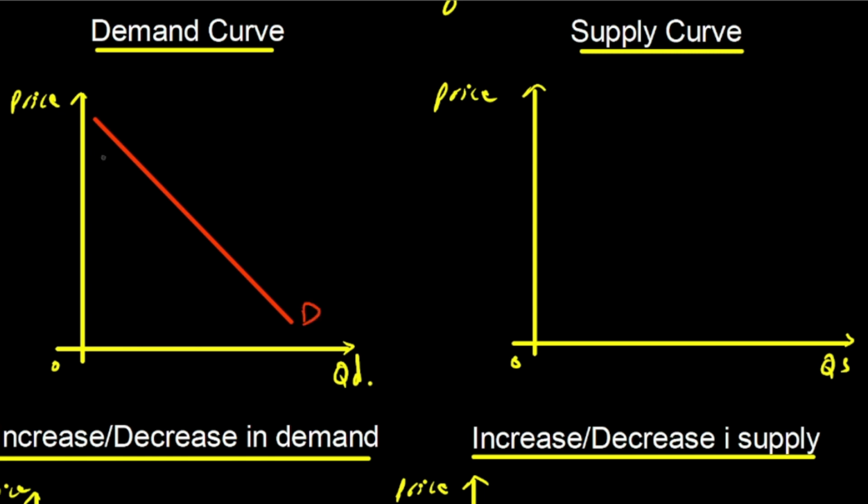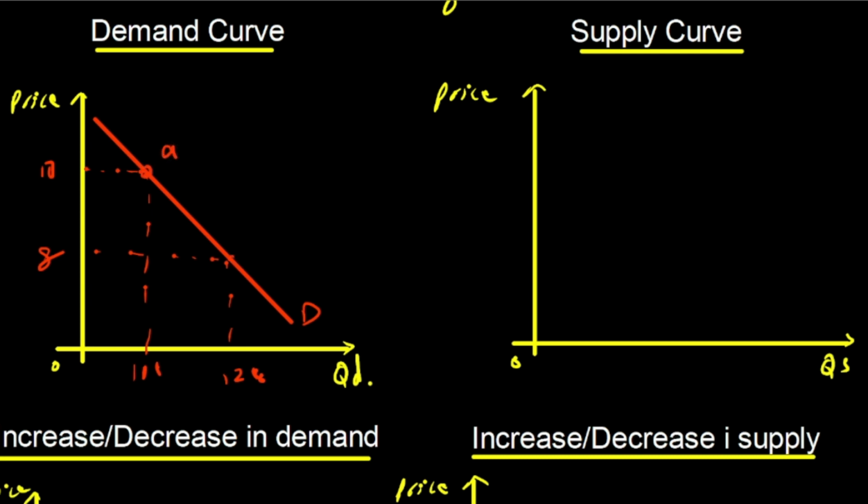It is negatively sloped, showing a negative relationship between price and quantity demanded. So when the price is $10, for example, quantity demanded is 100. If the price falls to $8, quantity demanded will rise to 120 units. So there is a negative or inverse relationship between price and quantity demanded.